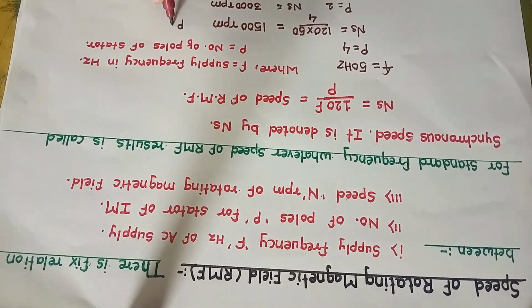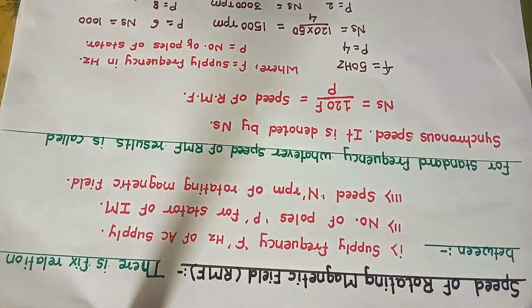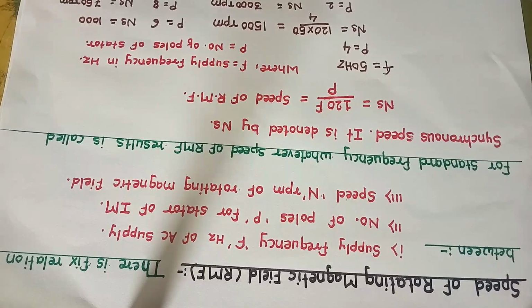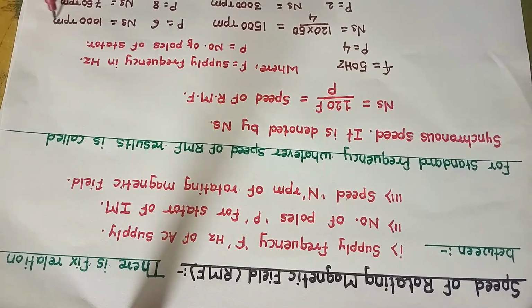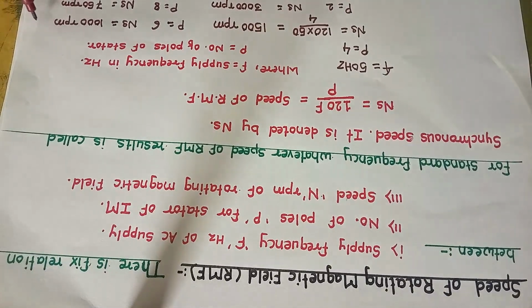Similarly, for p equal to 6, you will get ns equal to 1000 rpm. And for p equal to 8, you will get ns as 750 rpm. So these are some standard values of synchronous speed for a number of poles that you have to learn by heart.